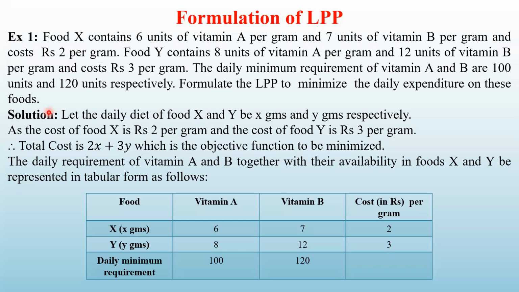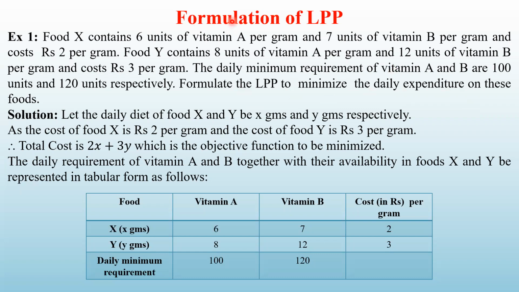How many types of food X and food Y should a person eat in order to have his minimum daily requirement, and also to minimize his cost, his daily expenses on that food? So how much of food X and how many grams of food Y should he eat in order to meet his daily requirement of 100 units of vitamin A and 120 units of vitamin B, and the cost of the food which he is buying, those expenses, should be minimum.